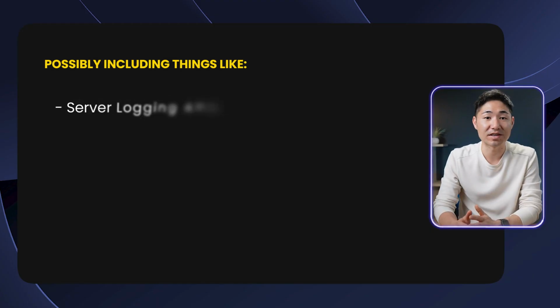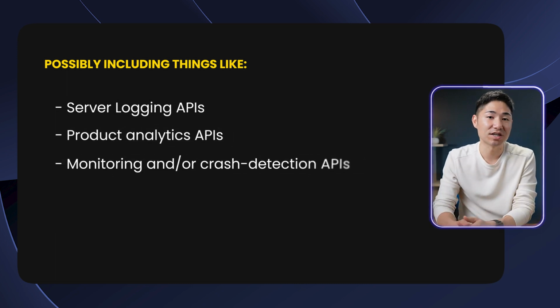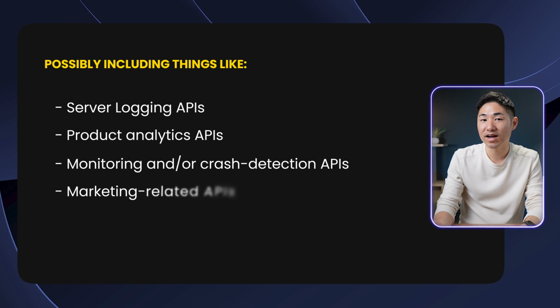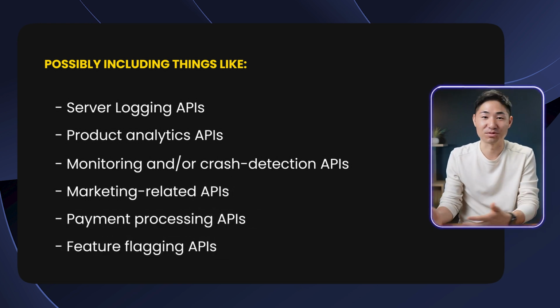But in the real world, as a software engineer, you have to integrate with a huge variety of tools in order to make a useful piece of software, possibly including things like server logging APIs, product analytics APIs, monitoring and crash detection APIs, marketing related APIs, payment processing APIs, feature flagging APIs, and the list goes on.